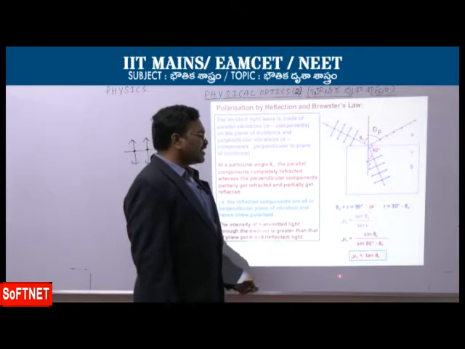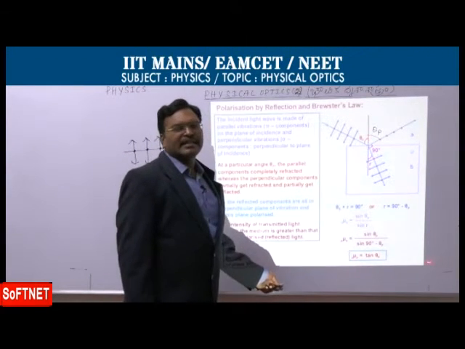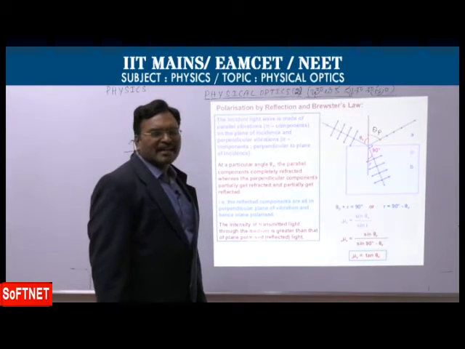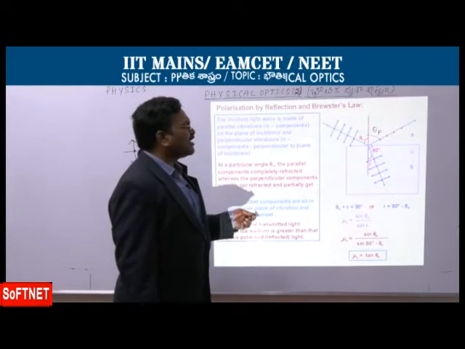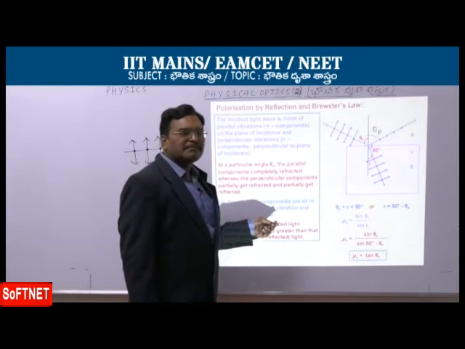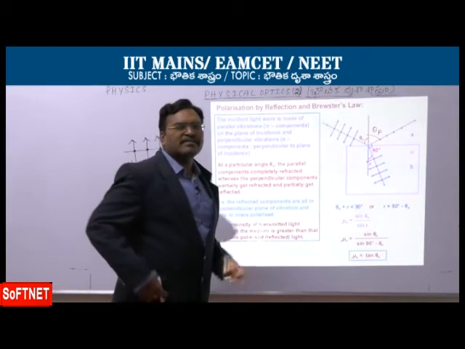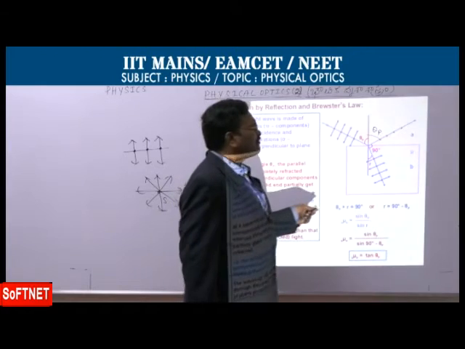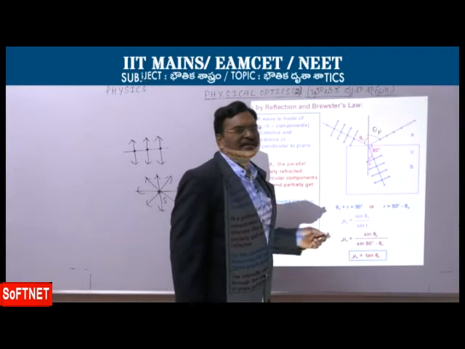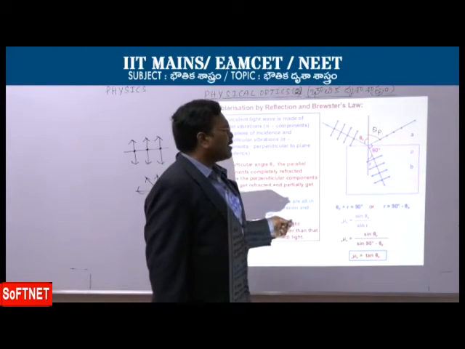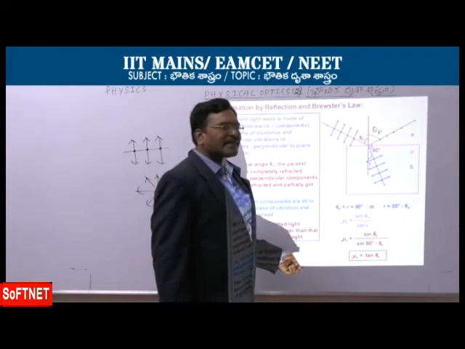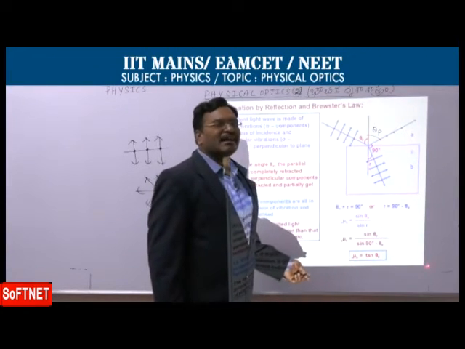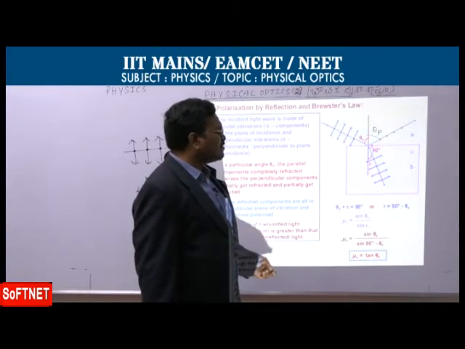What is Brewster's law? Here the refractive index of a medium is equal to what? Tangent of the angle of polarization. What is the angle of polarization? At a particular angle of incidence, the reflected light ray is completely polarized. At that particular angle, the reflected and refracted rays are perpendicular. So the refractive index of a medium is equal to what? Tangent of the polarizing angle.